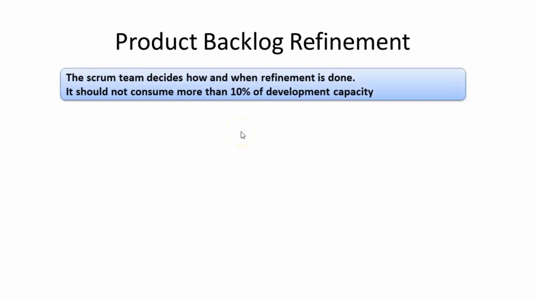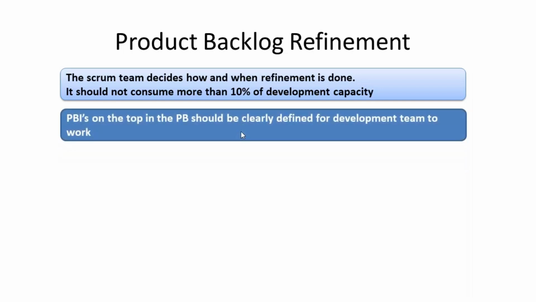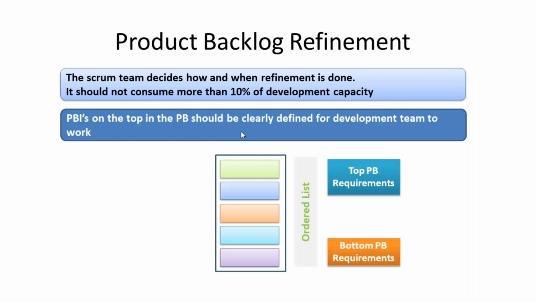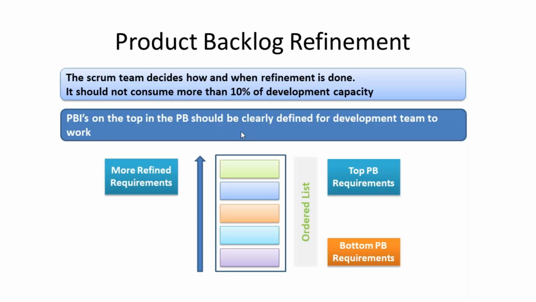The Scrum team decides how and when the refinement is to be done. It should not consume more than 10% of the development capacity. The product backlog items which are present on the top of product backlog should be clearly defined for the development team to start the work. The product backlog is an ordered list where the top requirements are more refined requirements and the bottom product backlog requirement items are less refined.